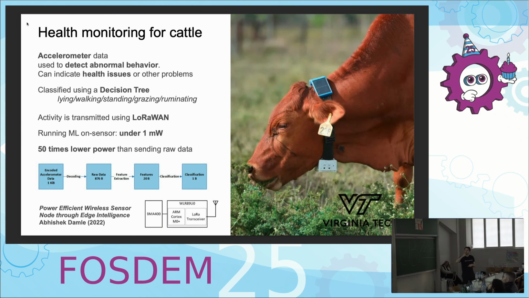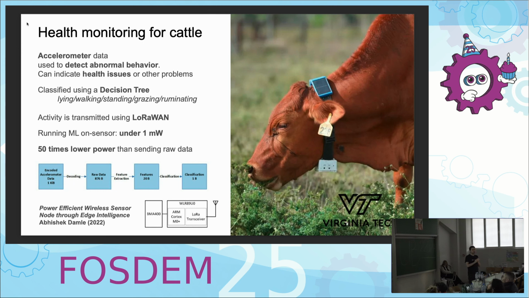So from Virginia Tech, they created a system to track the health of cattle. You use an accelerometer that is mounted on the cow, and in that system, you automatically analyze the accelerometer data with a decision tree model and determine if the cow is lying, walking, standing, grazing, or ruminating. These are like the stages of food processing for the cow. And then you transmit this data over LoRaWAN, so not the raw data, but the activities, the classes, what this cow is up to.